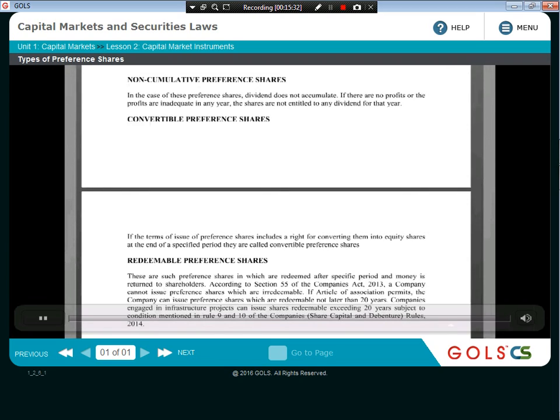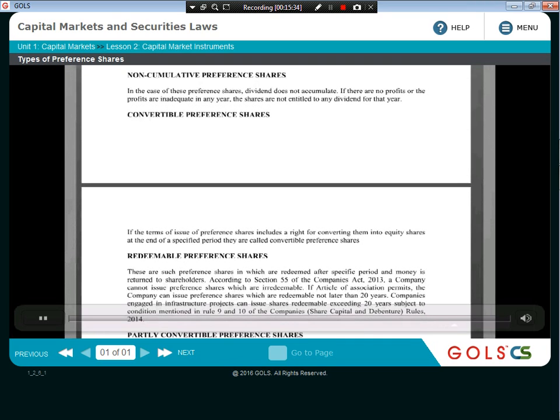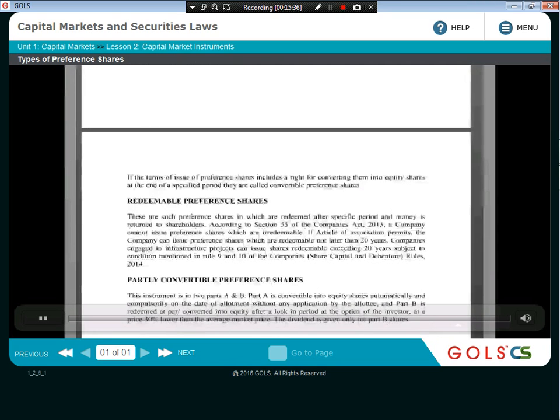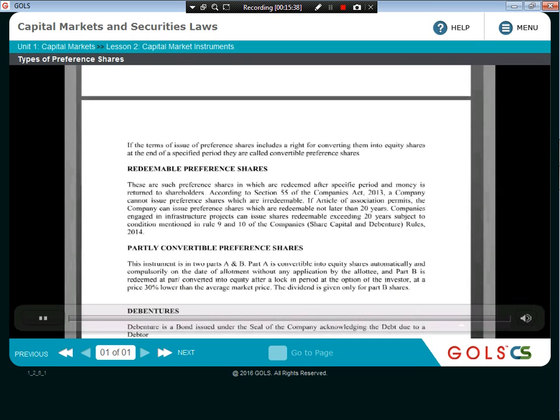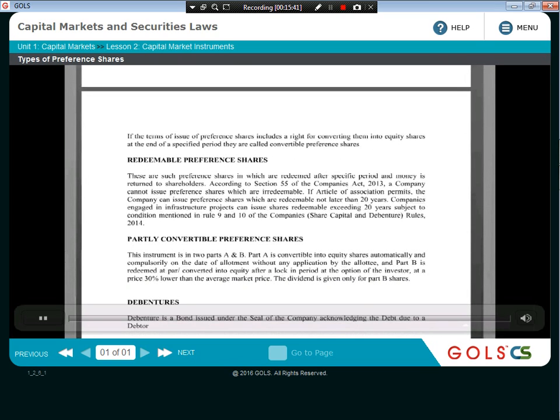Redeemable preference shares, as I said, section 55 of the Companies Act says that a company cannot issue preference shares which are non-redeemable. You have to redeem them not later than 20 years. Only companies engaged in infrastructure projects can issue preference shares exceeding 20 years, subject to conditions mentioned in Rule 9 and 10 of the rules. So for all other companies, whenever you say preference shares, it means they are redeemable, or if you are going to convert it, it's convertible.